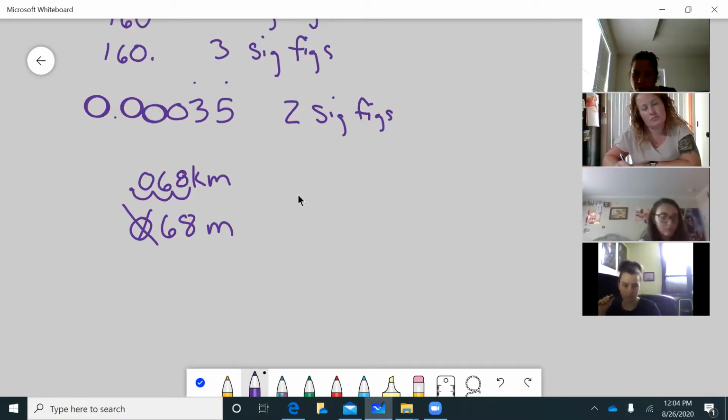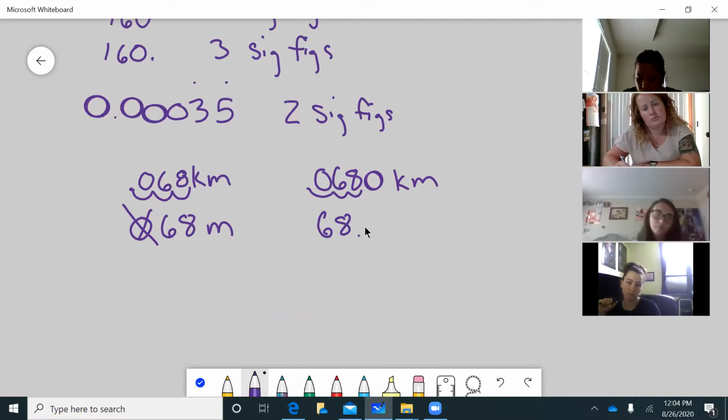If I had written this number like this, 0.0680 kilometers, and I wanted to convert that into meters, I'd move the decimal over 1, 2, 3. It'd be 68.0 meters. I'd keep the 0 at the end. Why? Because that's telling us something about precision, how precise the number is.